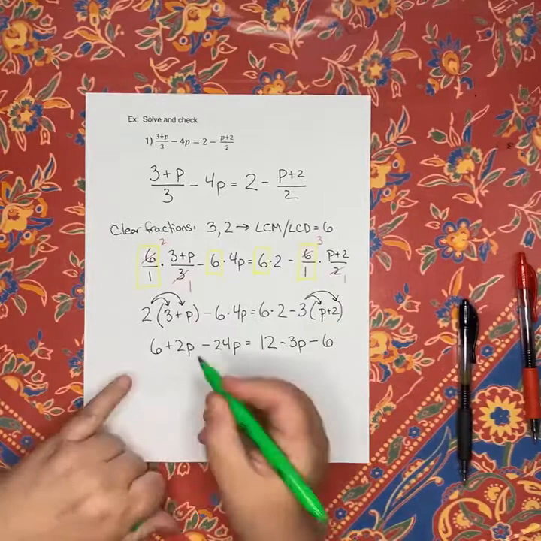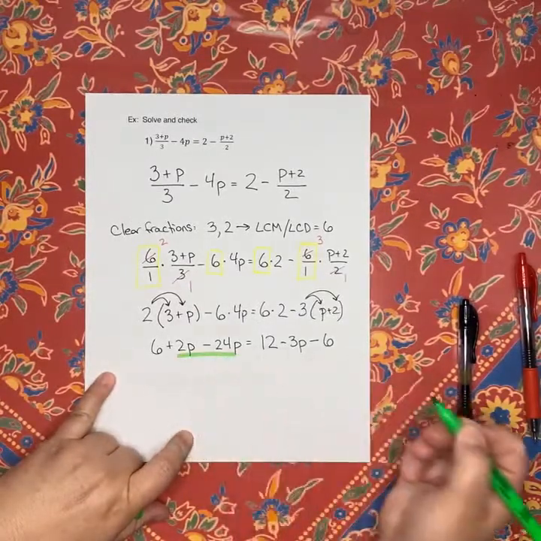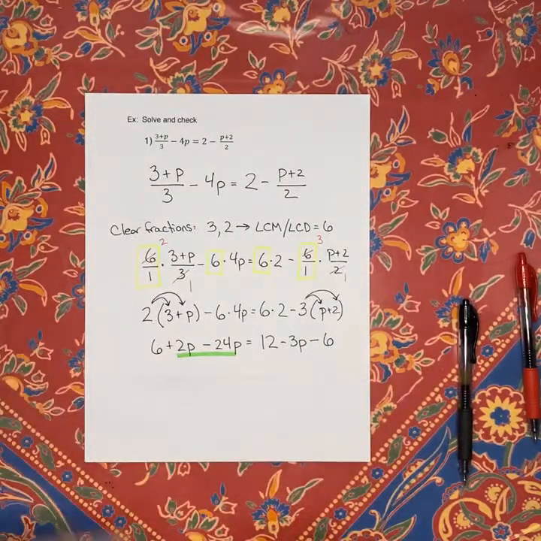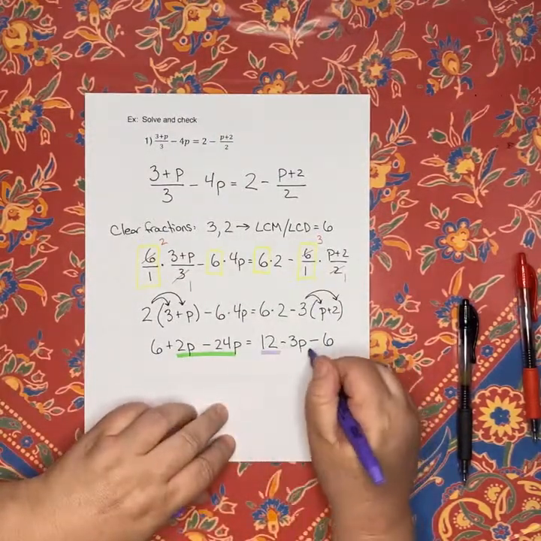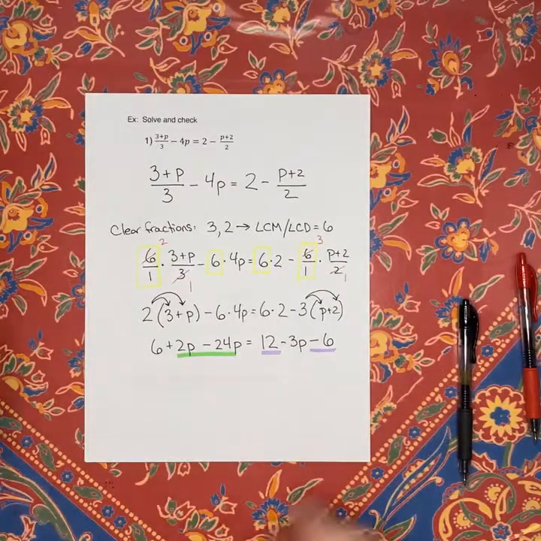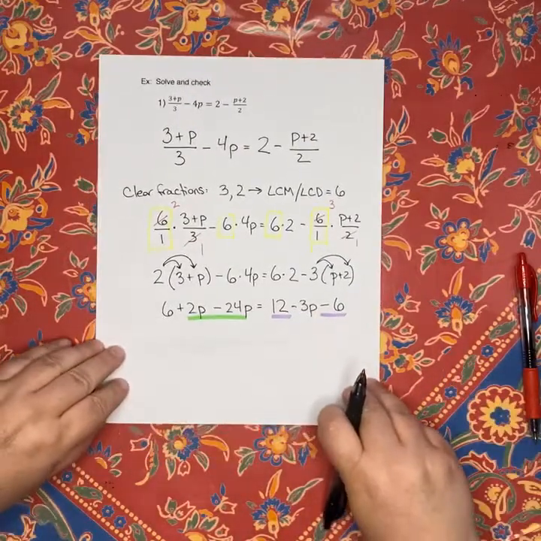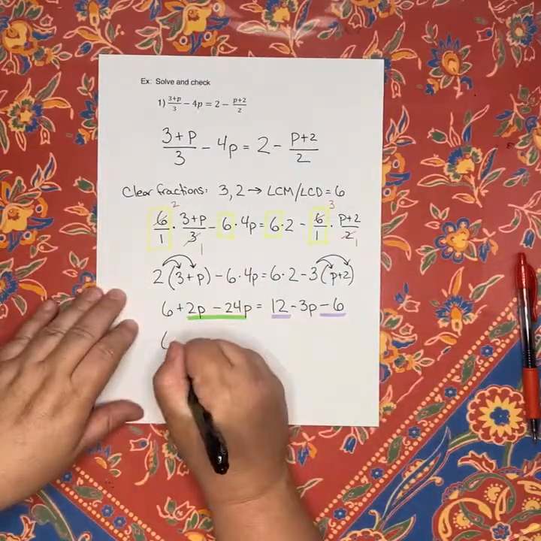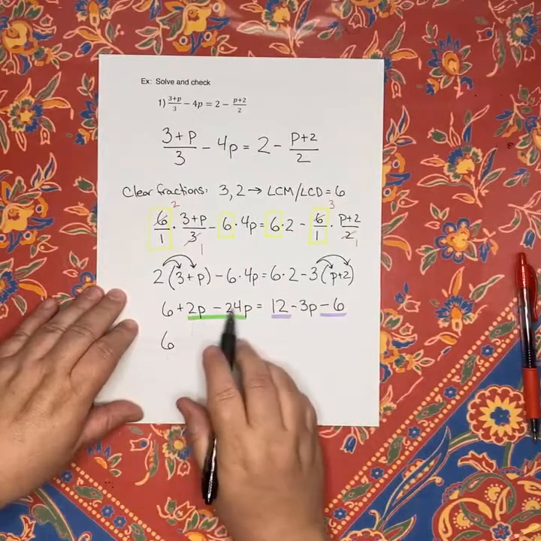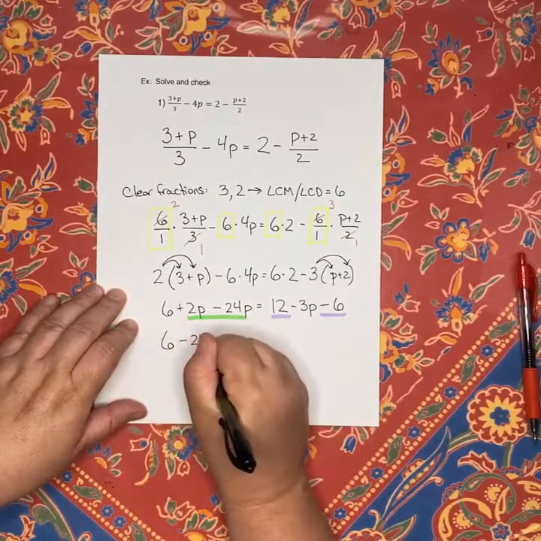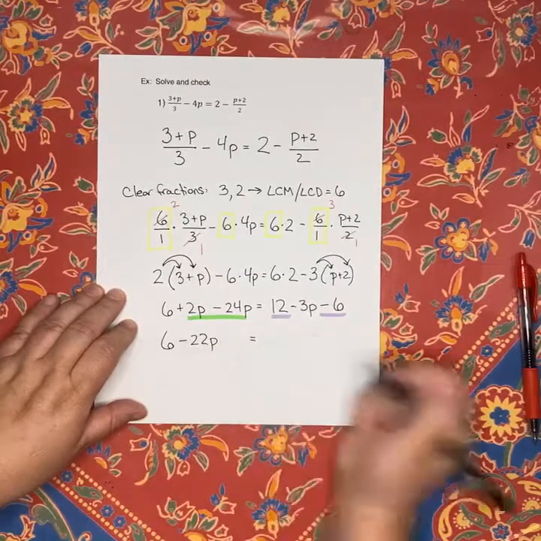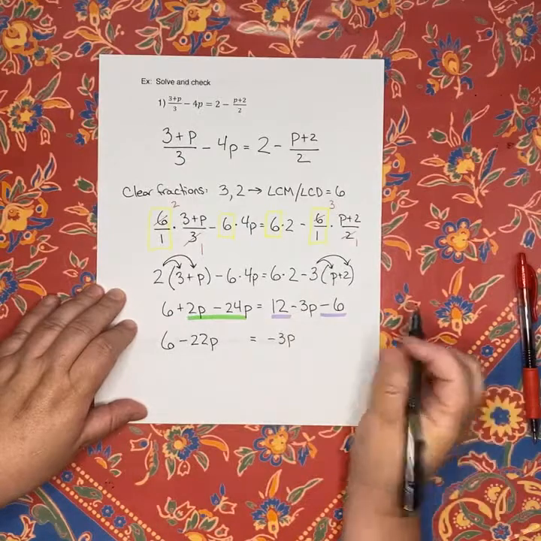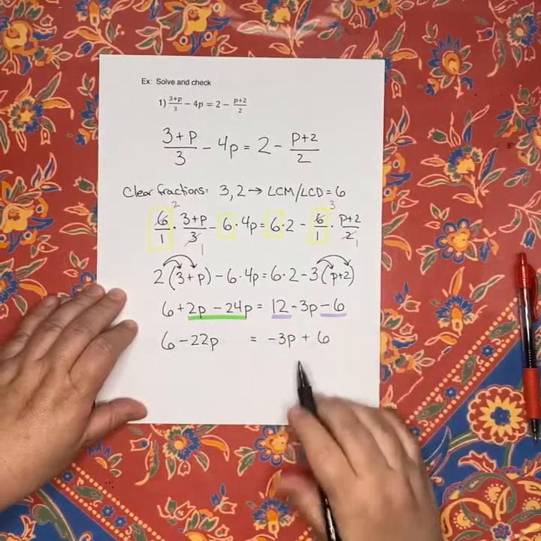Let's go ahead and use a green one here. I've got some p's over here on the left, and I've got a 12 and a minus 6. So I got to clean these up on each side. The 2 sides are not talking to each other. So just this side, I've got 6 plus 2p's minus 24p's is negative 22p. And then over on this side, I've got a minus 3p and then plus 6. And then why did I put the minus 3p first?